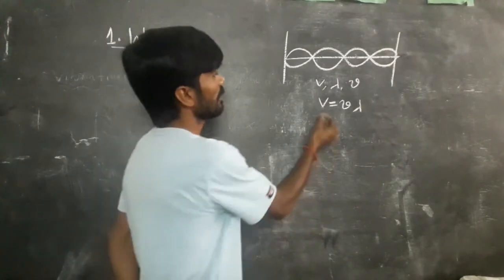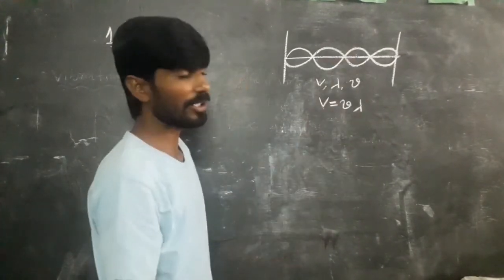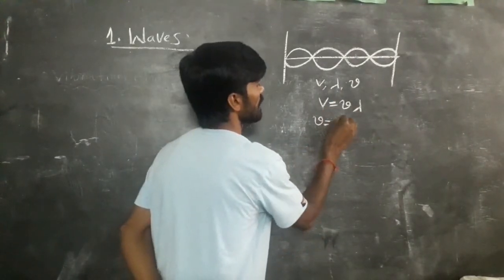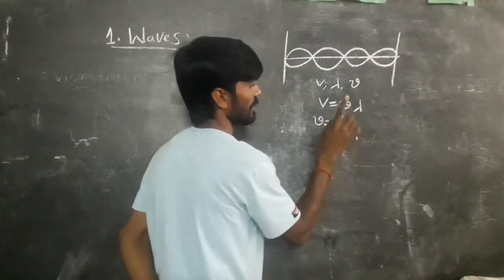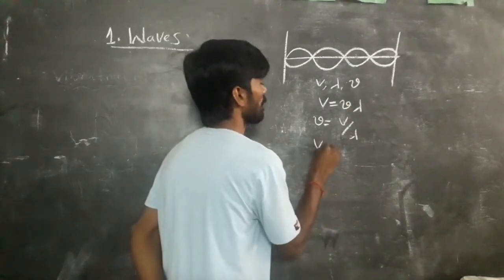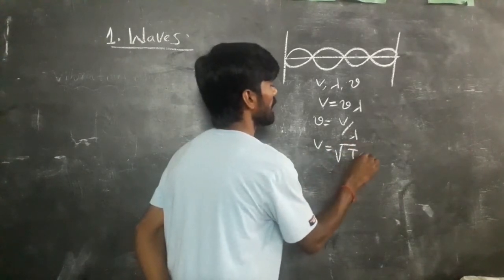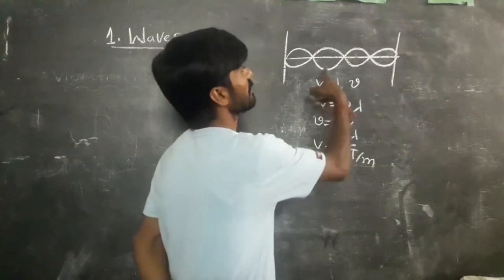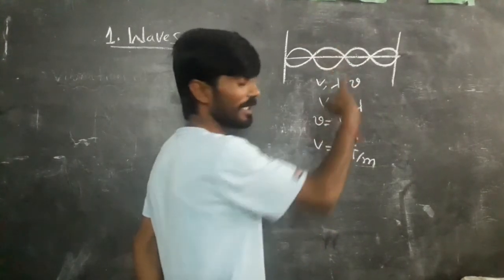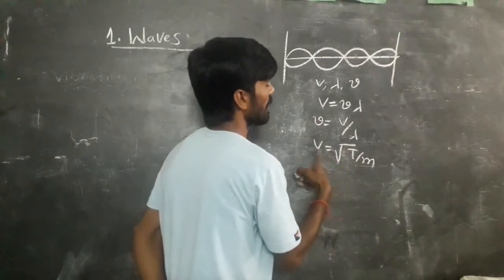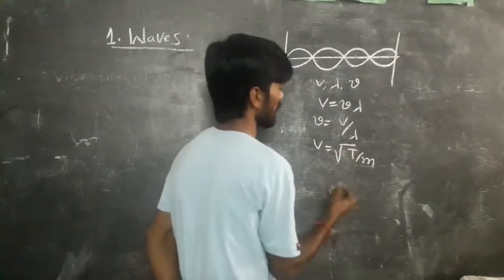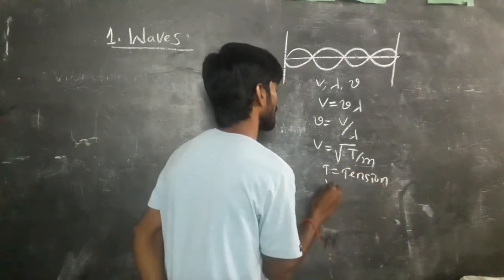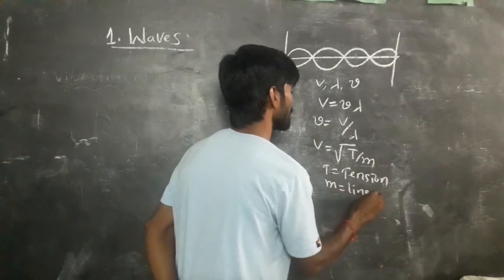So here, the wave velocity in a stretched string: how to define it? First I need frequency. So frequency mu is equal to v by lambda, I am just changing the relation. Then v is equal to under root T by m. Why am I writing T by m? Because this is the wave velocity in a stretched string, a solid material. So the wave velocity v is equal to under root T by m, where T is the tension and m is the linear density.